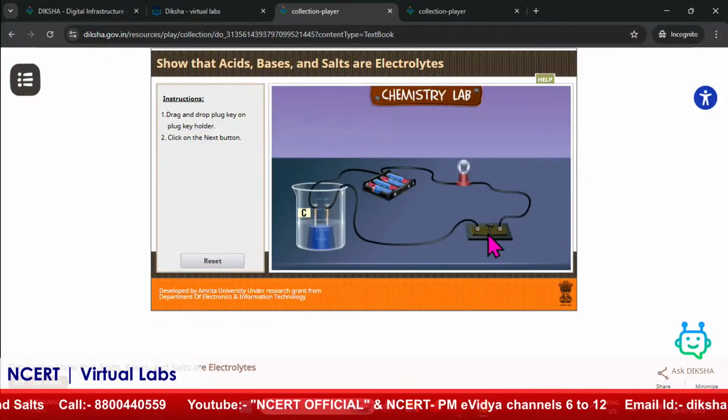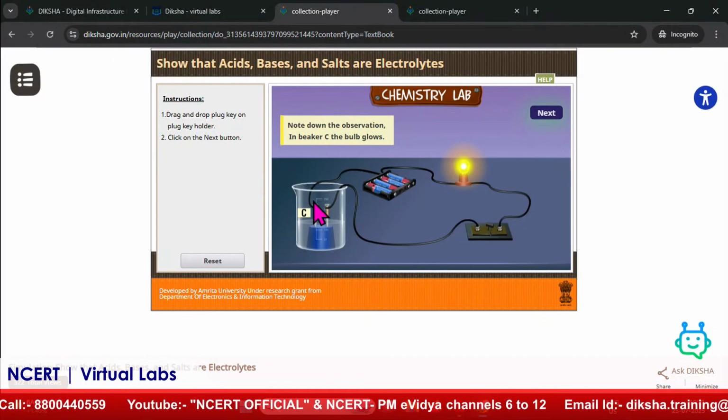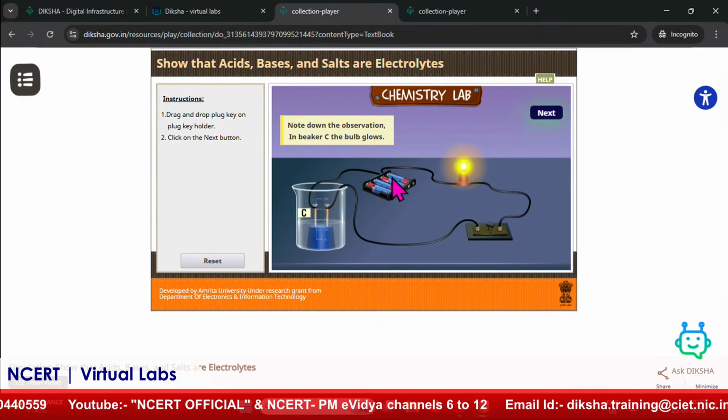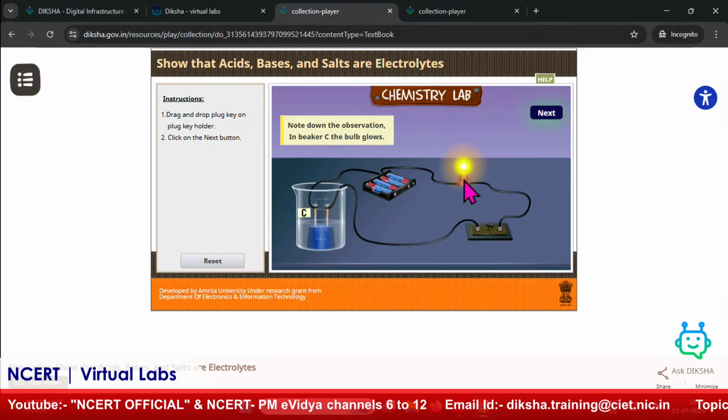Yes. That is why the teacher and student can collaborate together, and the student can have a discussion with their teacher. Absolutely. And the teacher can make the concept more relatable and clear through these virtual labs. And this also encourages peer learning. Right. So next is that we'll put the key again, and for solution C we check, because solution C contains salt. Here we can see again the bulb is glowing.